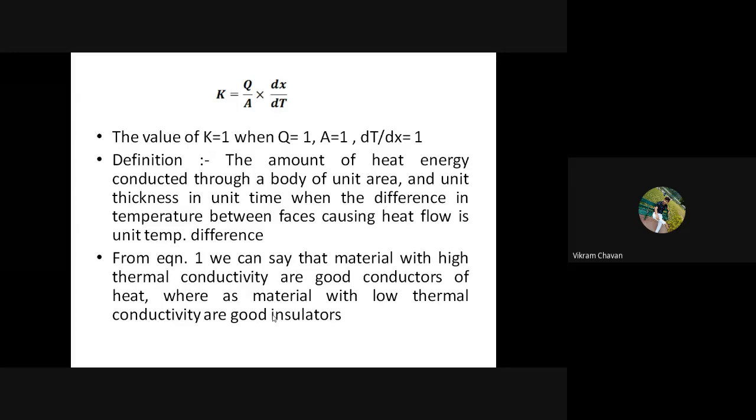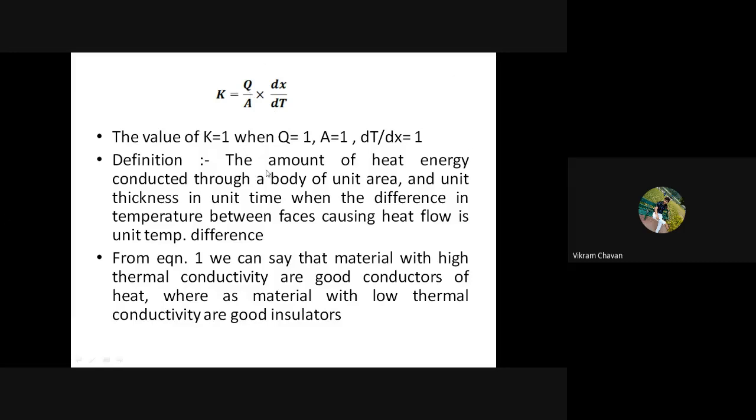So for understanding purposes, we have defined thermal conductivity in terms of the heat transfer rate. When k is equal to 1, at that time q is equal to 1. When will that happen? When the perpendicular surface area is equal to 1 and dT divided by dx is equal to 1, at that time k is equal to 1. Or else we can say that k is equal to q when A is equal to 1 and dT divided by dx is equal to 1. On that basis we have defined thermal conductivity.